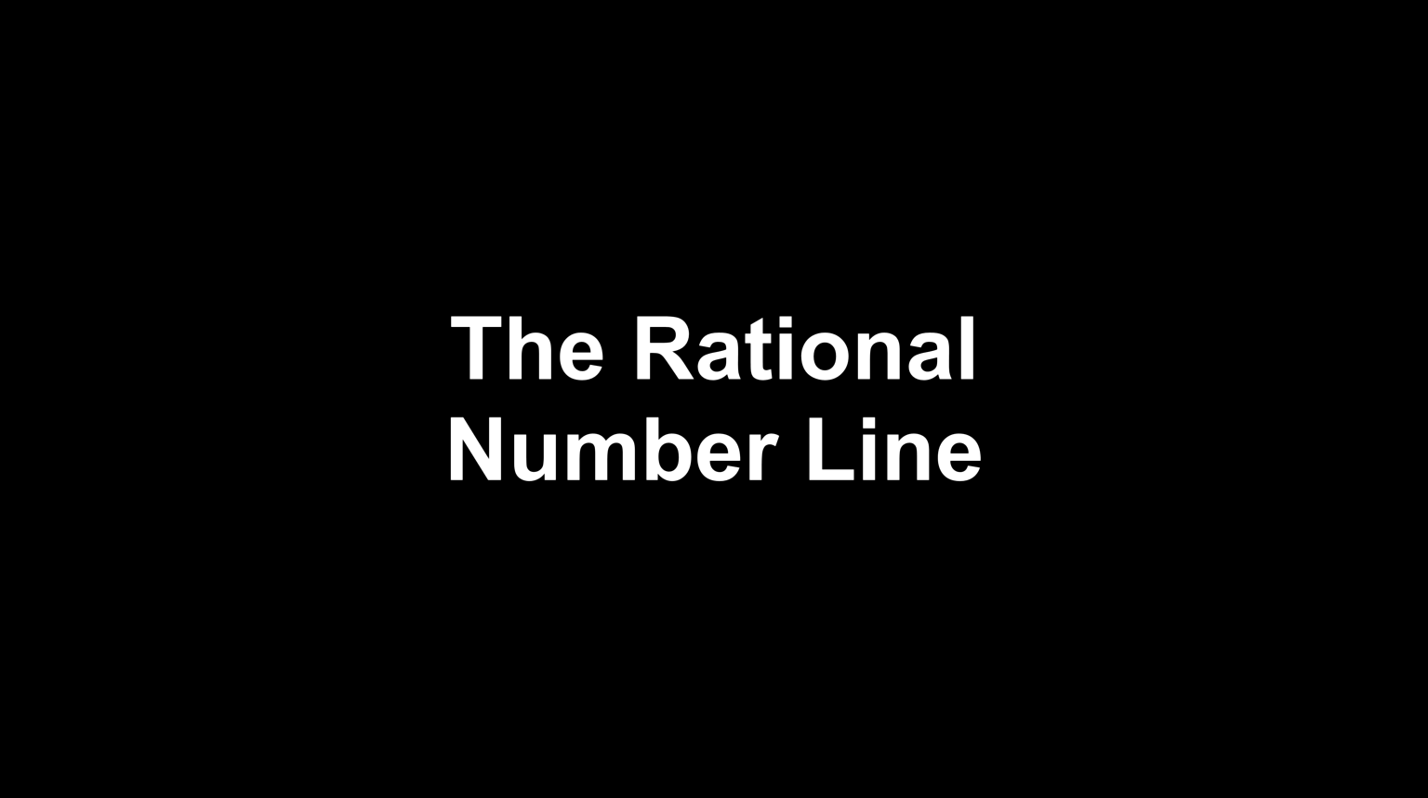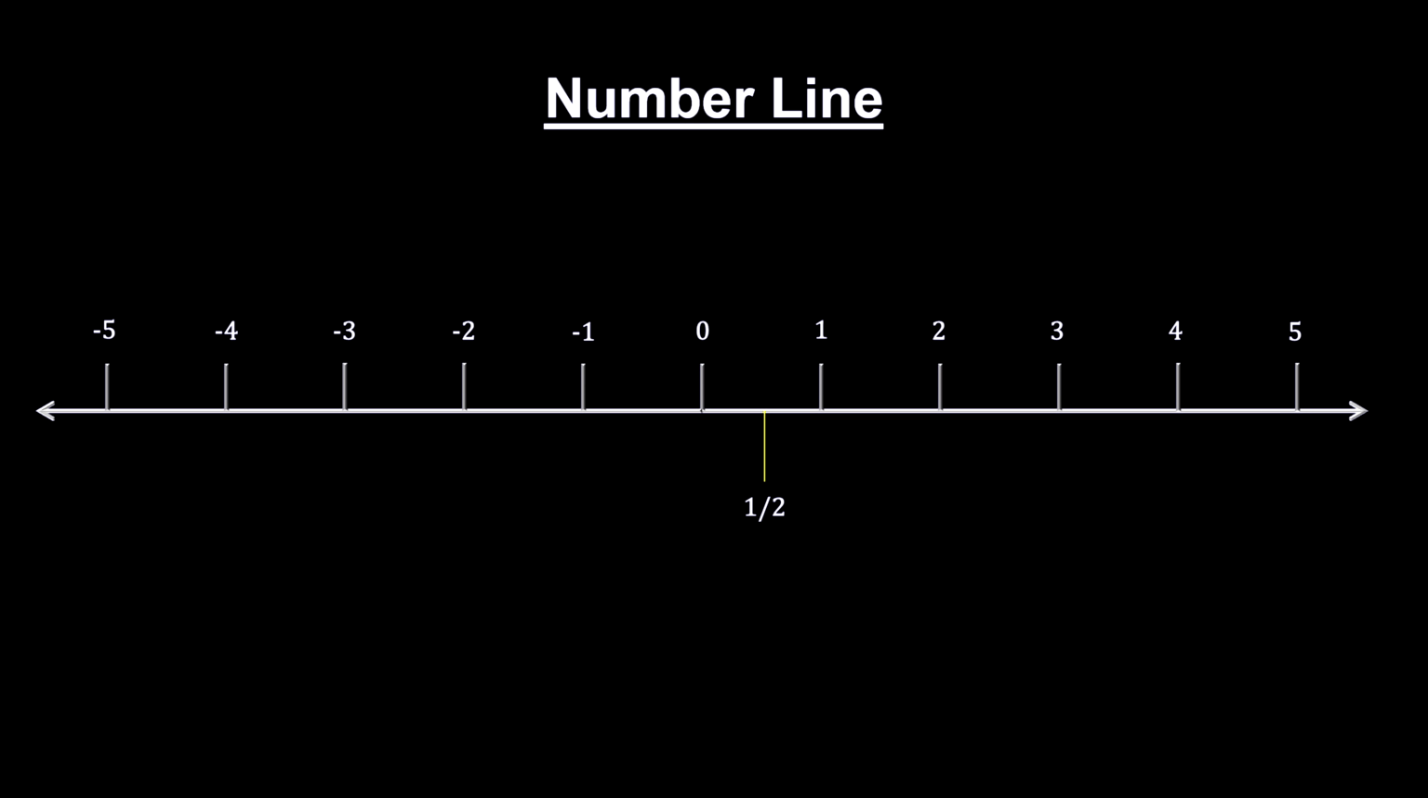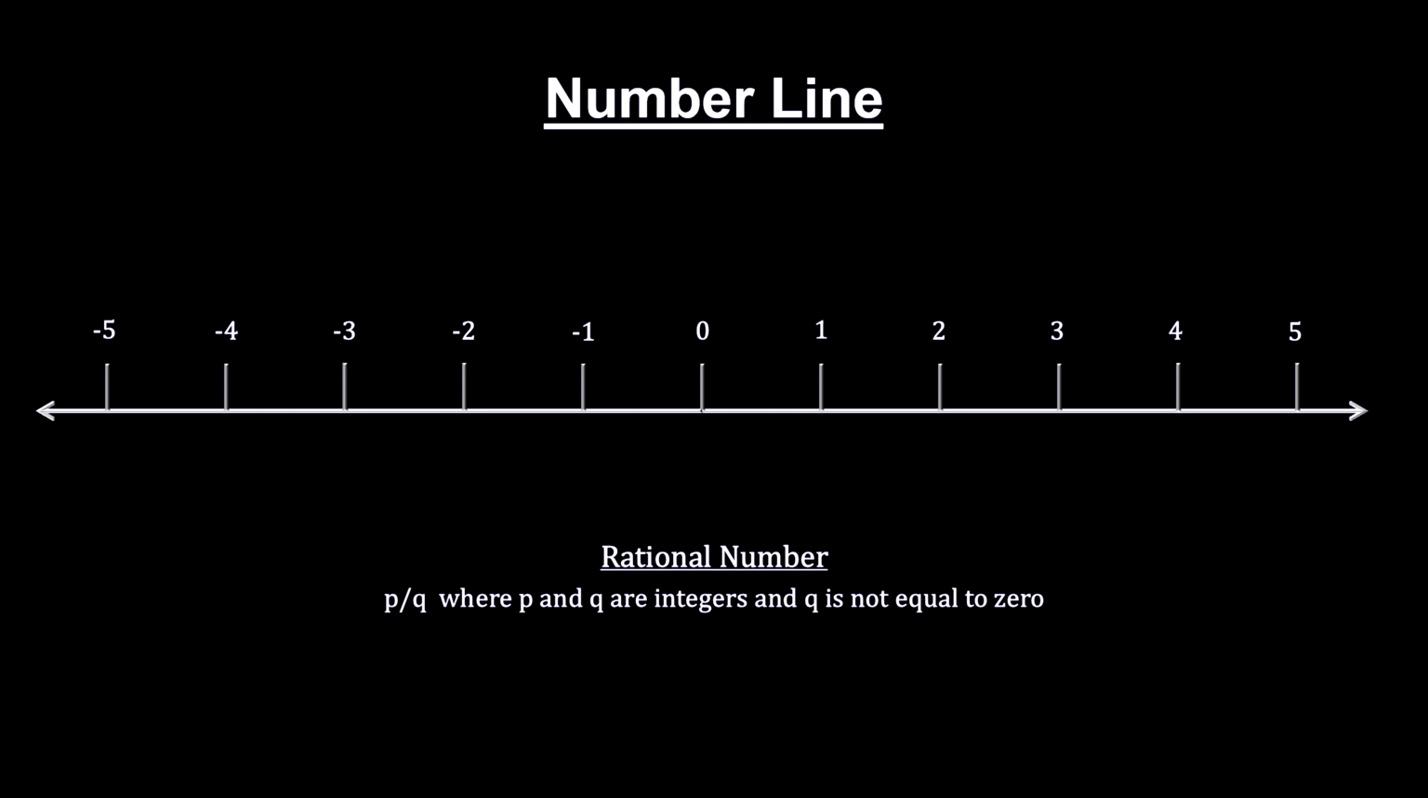The set of integers is not closed with respect to division. 1 divided by 2 is not in the set of integers. To include these and make the set closed with respect to division, we need to add all the rational numbers, the numbers that can be expressed as a ratio of integers, where the denominator is not 0.